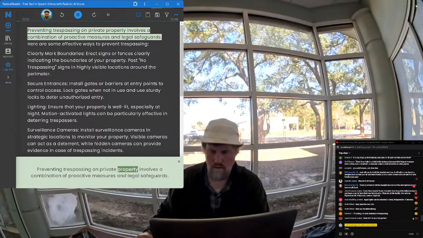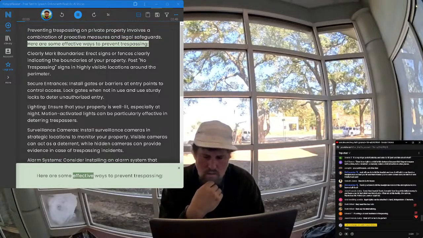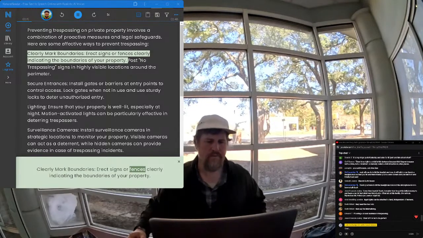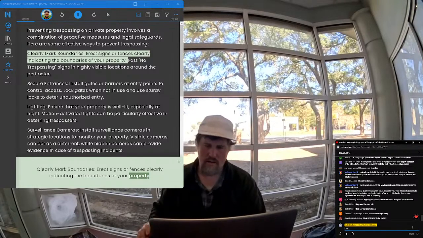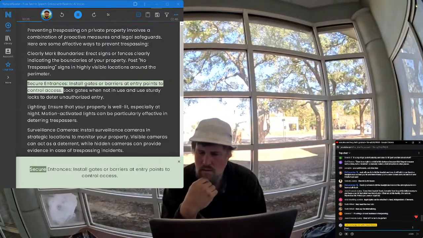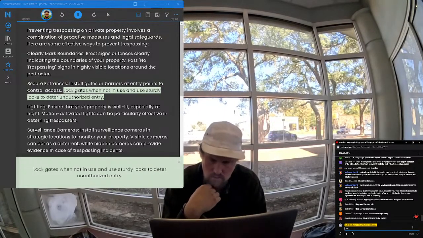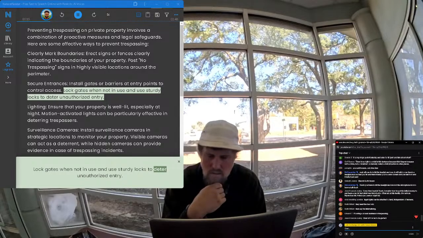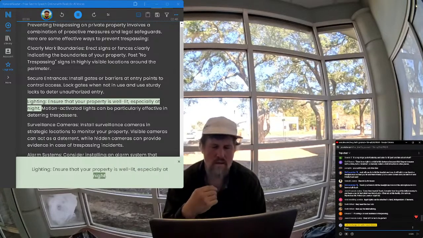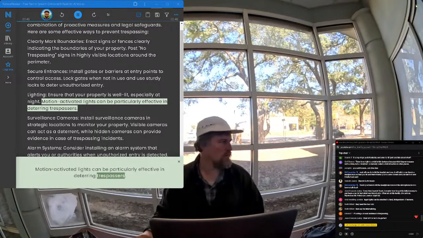Preventing trespassing on private property involves a combination of proactive measures and legal safeguards. Here are some effective ways to prevent trespassing. Clearly mark boundaries. Erect signs or fences clearly indicating the boundaries of your property. Post no trespassing signs in highly visible locations around the perimeter. Secure entrances. Install gates or barriers at entry points to control access. Lock gates when not in use and use sturdy locks to deter unauthorized entry. Lighting. Ensure that your property is well lit, especially at night. Motion-activated lights can be particularly effective in deterring trespassers.